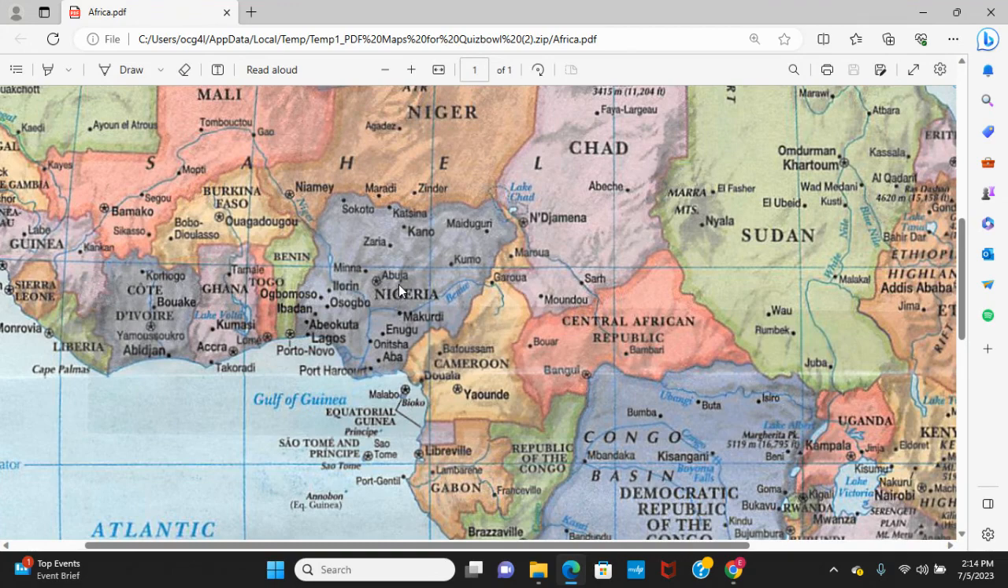The capital of Nigeria is not its largest city, Lagos, but instead Abuja that you see here. Nigeria is the location of Boko Haram, a terrorist group that is very much against Western education and that sort of thing. It is associated with radical Islamists.